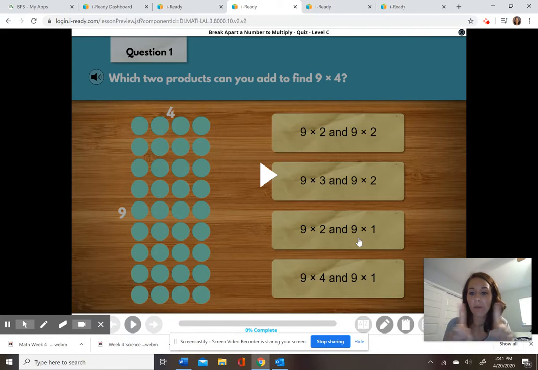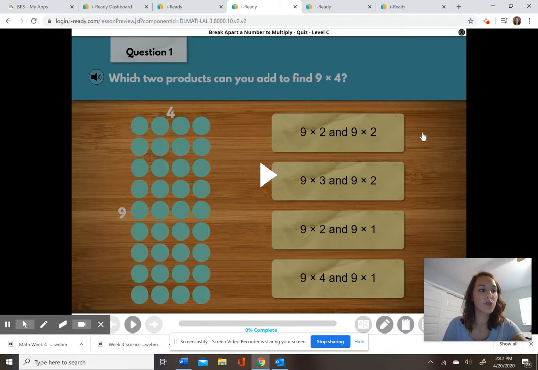9, again, is the common factor. How many nines do I have if I add these two together? I have 2 nines and 1 nine, which means I'd have 3 nines. Not the right answer. And then also this one: I have 4 nines and then 1 nine, and that equals 5 nines. And I don't want 5 nines. So in this case, you can do it by visually looking at it, or you can do it by looking at which number is in common and counting the 2 plus the 2.